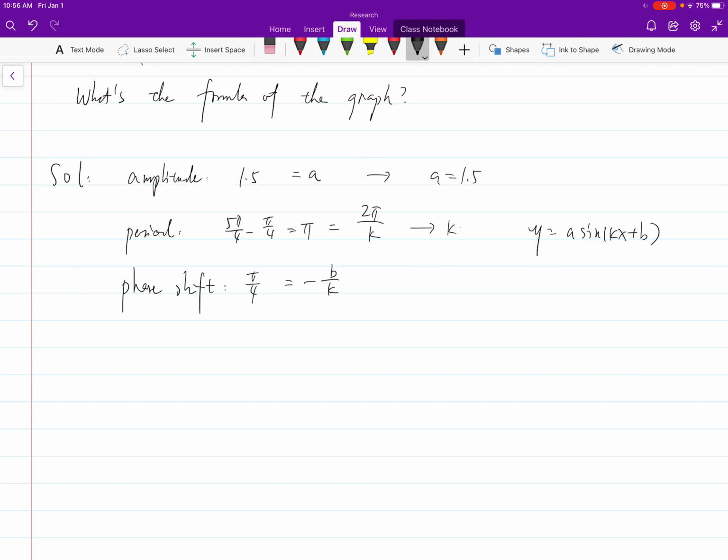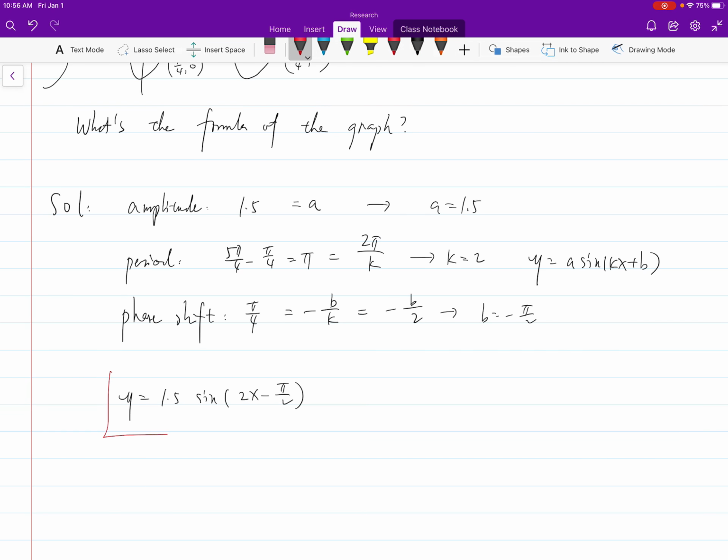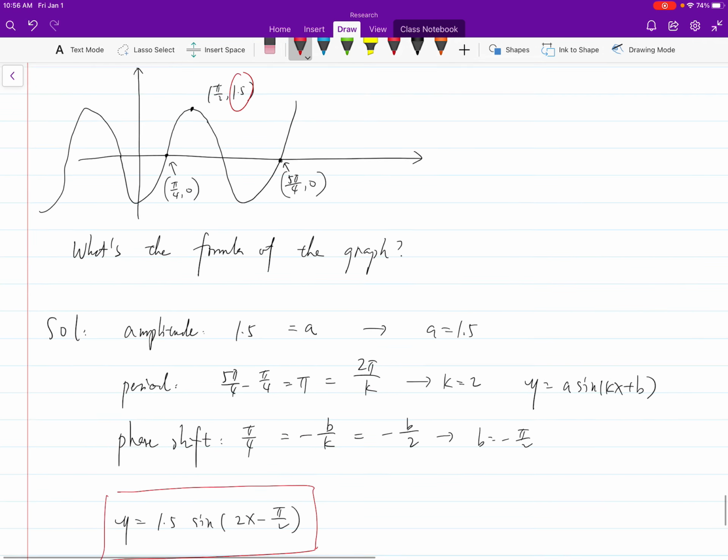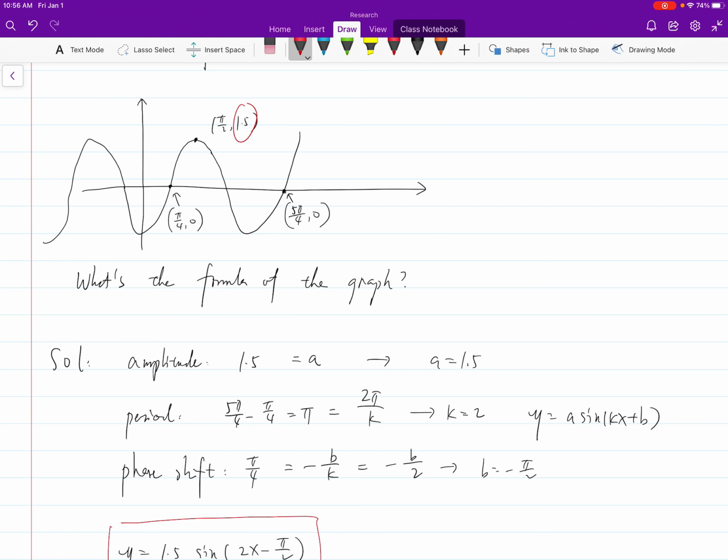So from the first one, a equals 1.5. From the second one, k equals 2. Then 2 pi over k is going to be pi, which is what you observe from the graph. Then this one is going to be negative b over k. This time you know k. From here you can see b equals negative pi over 2. So together, that will be the graph you're looking for.